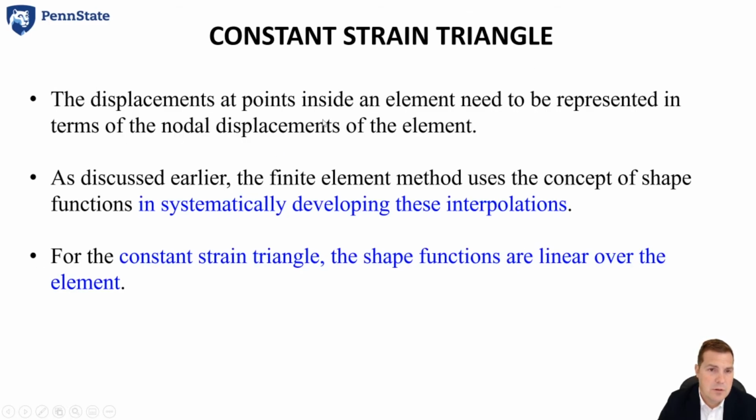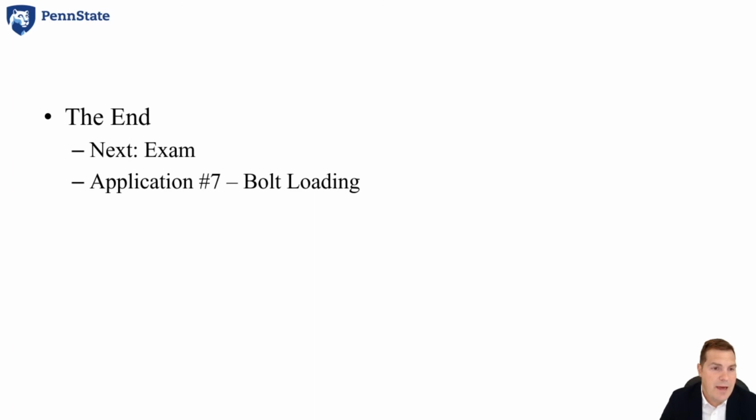And so the displacements inside the element need to be represented in terms of the nodal displacements of the element. We're going to talk about the concept of shape functions and systematically develop these interpolations for the constant strain triangle. That's actually what we call it. I'll explain why we do that later. But they can be linear or they can be quadratic, just like the truss. And so the form of our formulation remains very similar. The equations inside change. Okay, so we're going to end it there, that short introduction of the constant strain triangle.